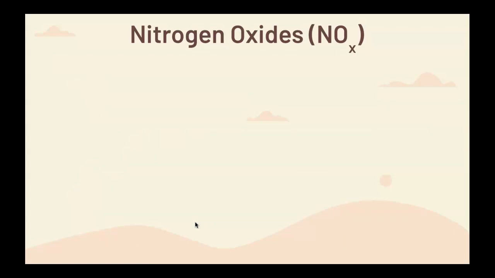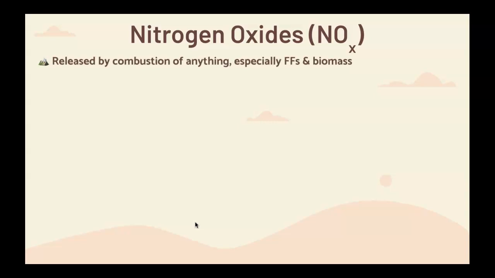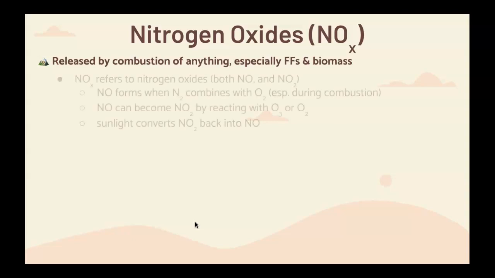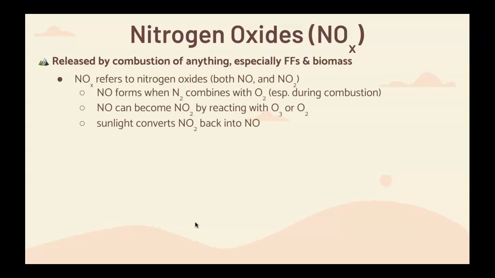So the next criteria air pollutants are these nitrogen oxides, which we typically call NOx, though it's important to be specific: is it NO or is it NO2? Basically, these are released by the combustion of anything. So anything that you're burning is going to release NOx, especially fossil fuels and biomass.